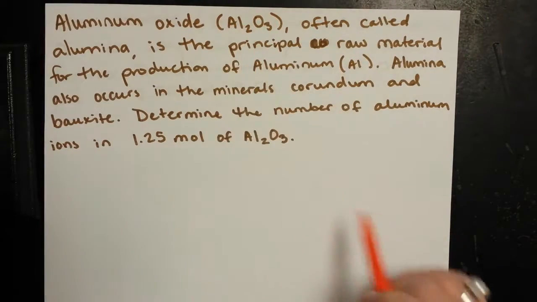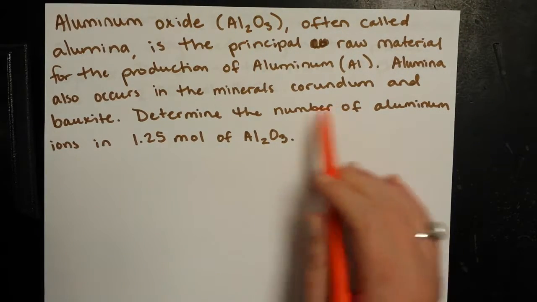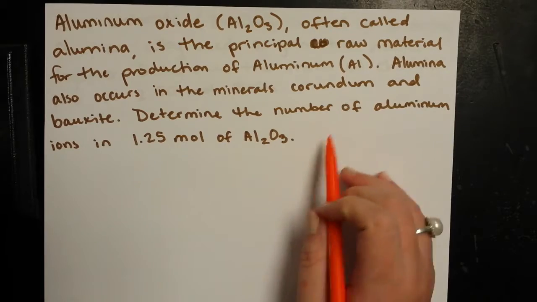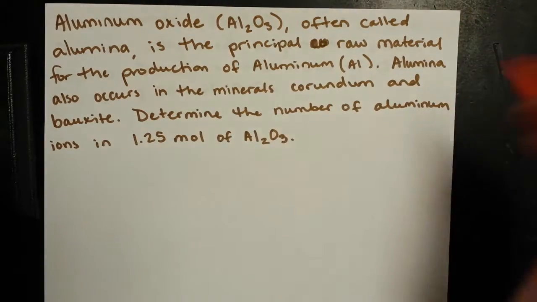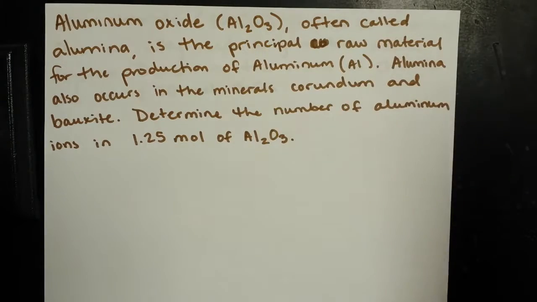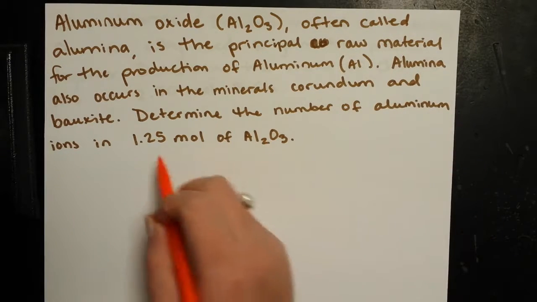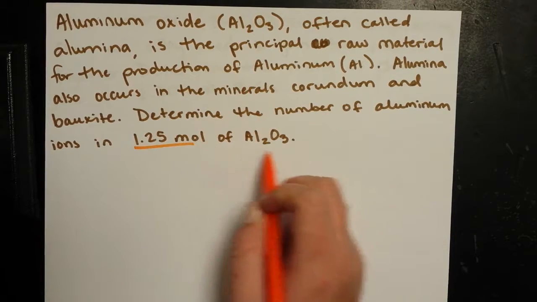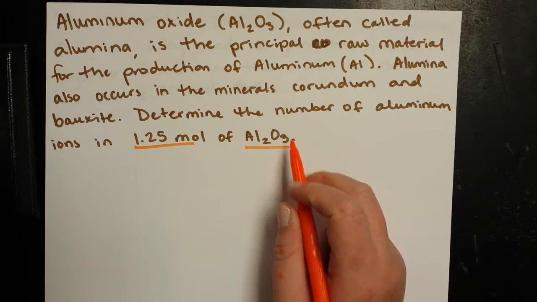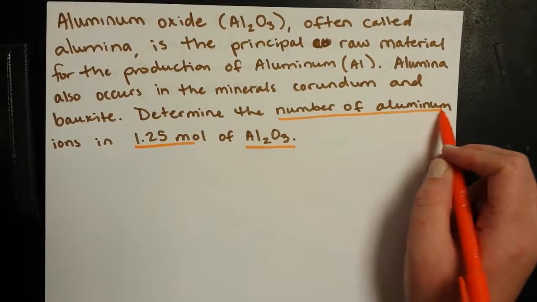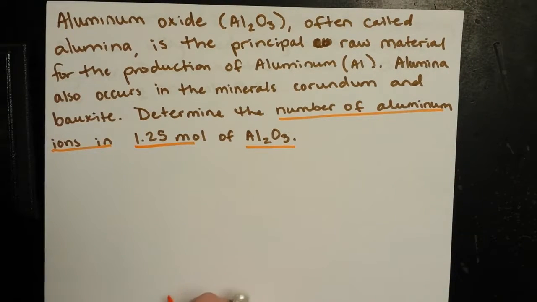Okay, and we can find this compound in a couple different minerals, okay? But I'm not worried about the aluminum there, the compound, and all in one. Instead, I actually am looking for a specific number of ions in this case. So I know I've got a number of moles of this compound, and I want to find the number of aluminum ions in that compound, okay?